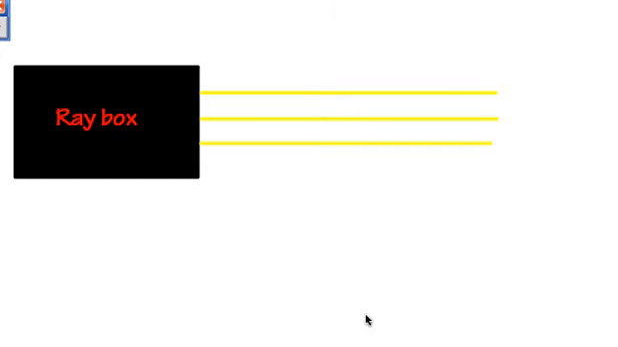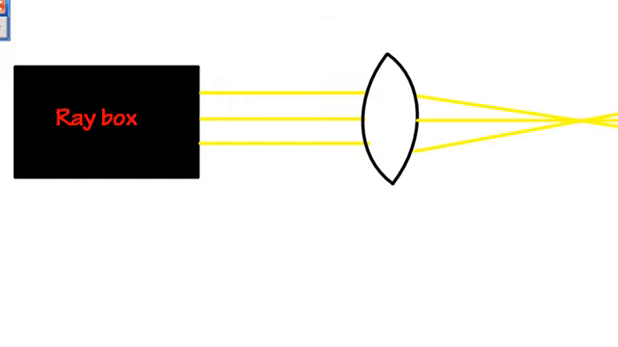This video shows you how to measure the focal length of a biconvex lens. You'll notice that I've got a ray box set up with 3 parallel rays of light emerging from the ray box. I have now placed the biconvex lens in the path of the rays of light. You'll notice that the rays of light are now converging.